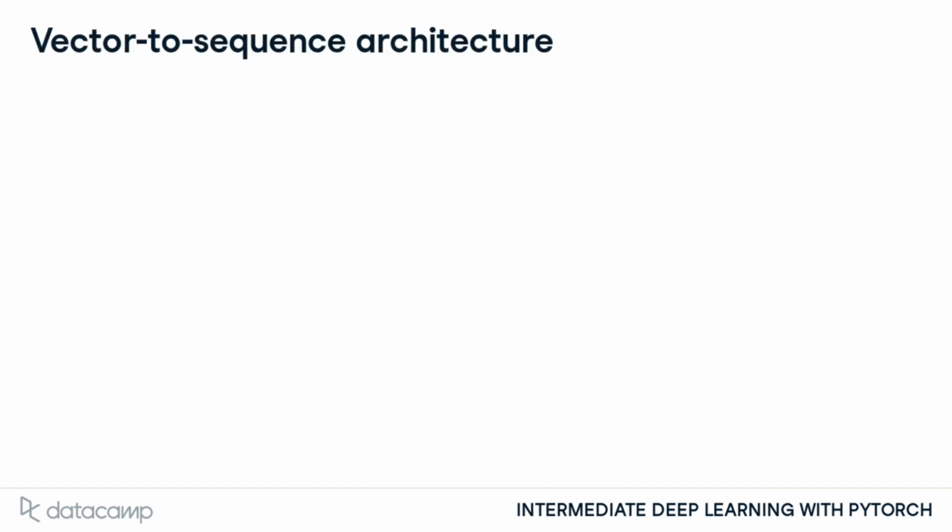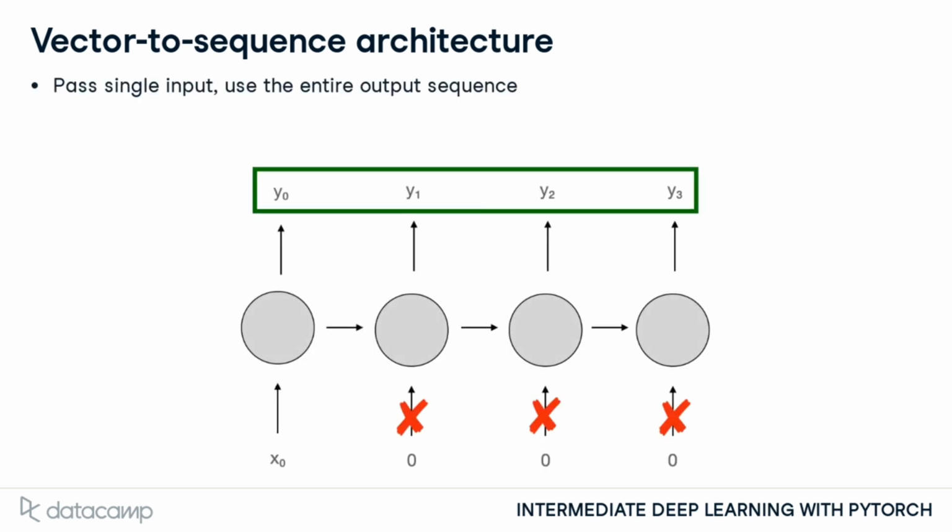One can also build a vector-to-sequence architecture where we pass a single input and replace all other inputs with zeros, but make use of all the outputs from each time step. This architecture can be used for text generation. Given a single vector representing a specific topic, style, or sentiment, a model can generate a sequence of words or sentences.